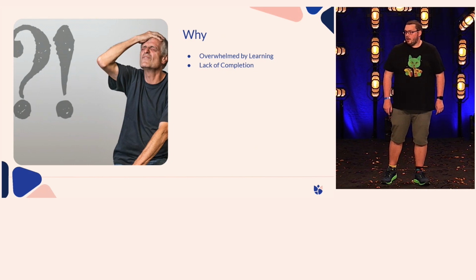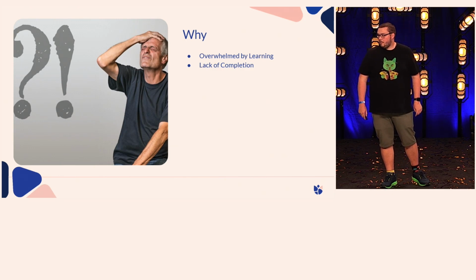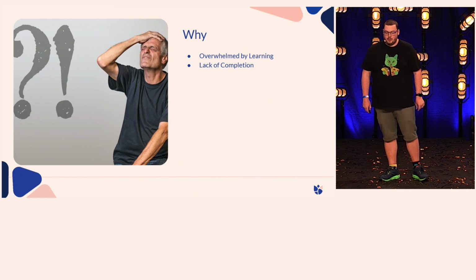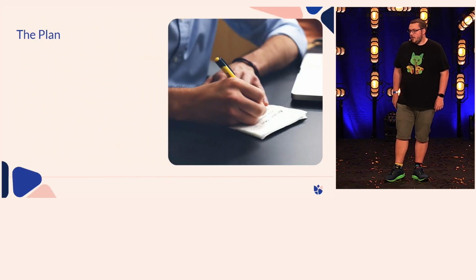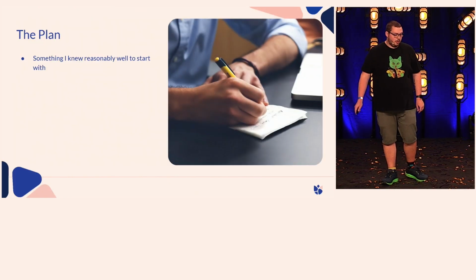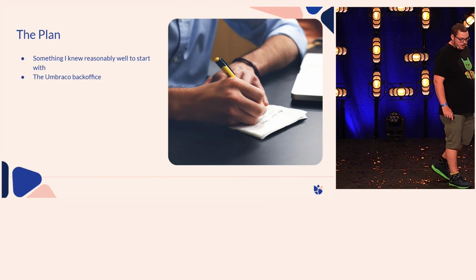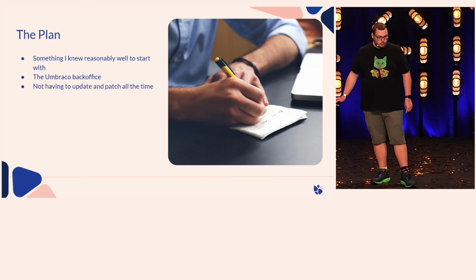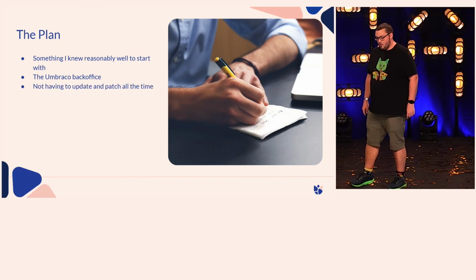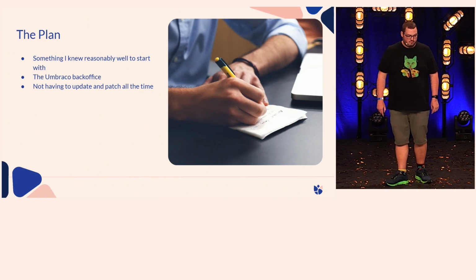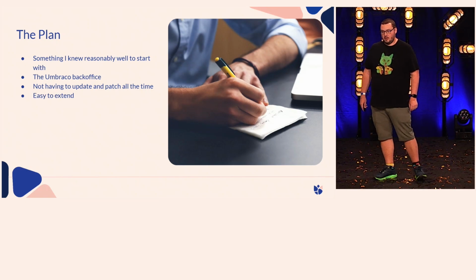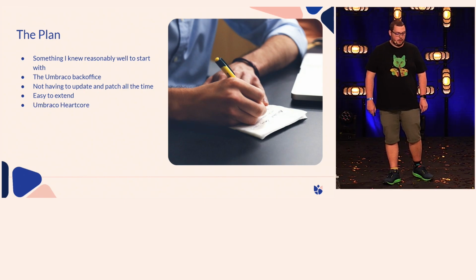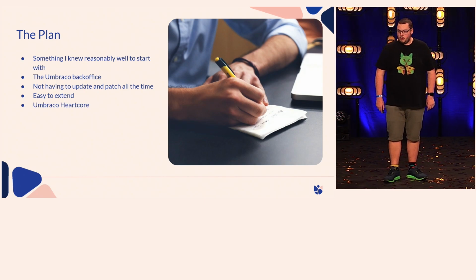Determined to change this pattern, I decided to create a plan to find a solution that would help me ensure the completion of my project. The plan was pretty straightforward. I wanted something that I knew reasonably well to start with. I wanted the Umbraco backoffice because I liked the editor experience. I wanted to not have to update or patch all the time. And I wanted something that was easy to extend. I chose to go with Umbraco Heartcore because I thought that it would be a perfect fit for most of my requirements.